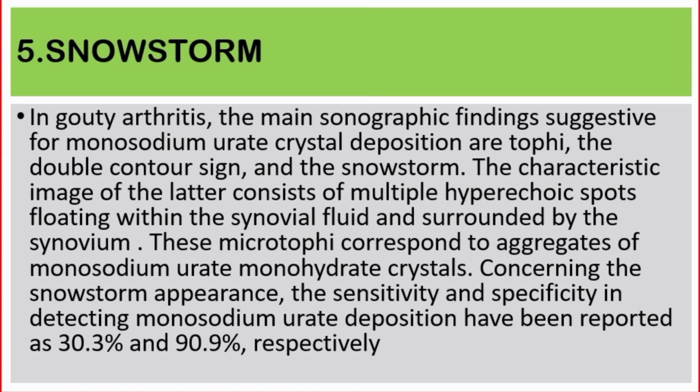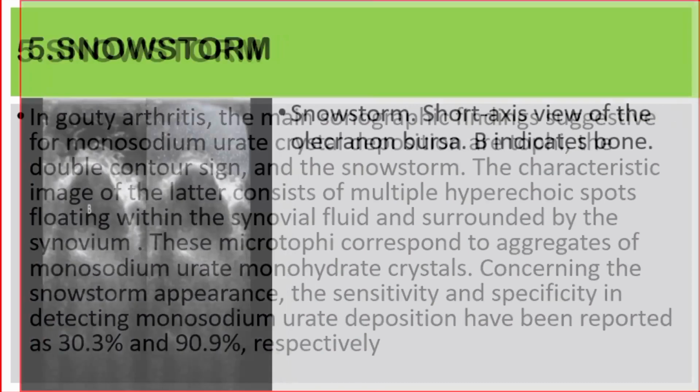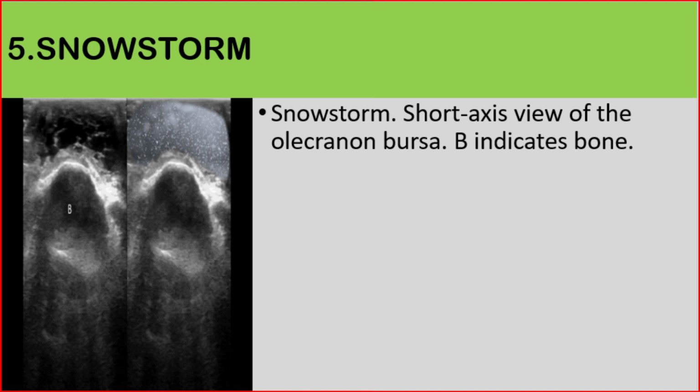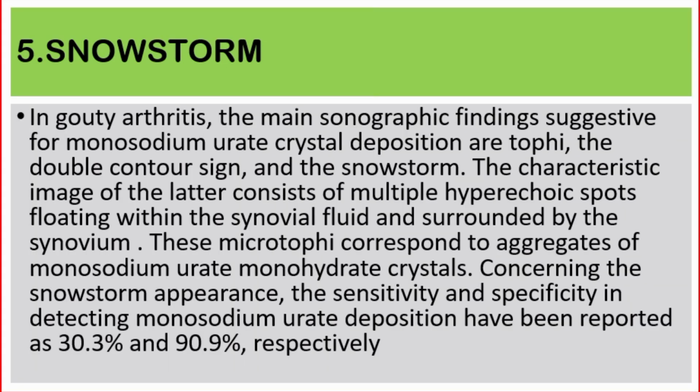Number 5, snowstorm. In gouty arthritis, the main sonographic findings suggestive for monosodium urate crystal deposition are tophi, the double contour sign, and the snowstorm. The characteristic image of the latter consists of multiple hyperechoic spots floating within the synovial fluid and surrounded by the synovium. These microtophi correspond to aggregates of monosodium urate monohydrate crystals.